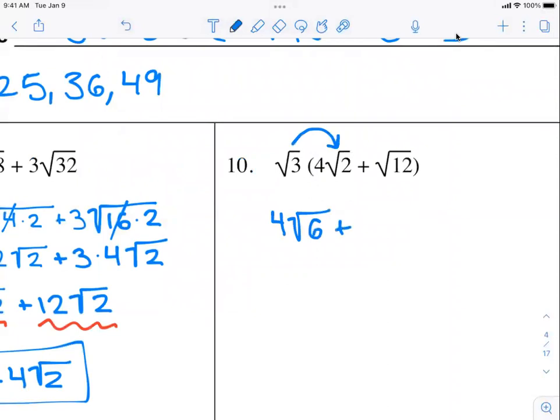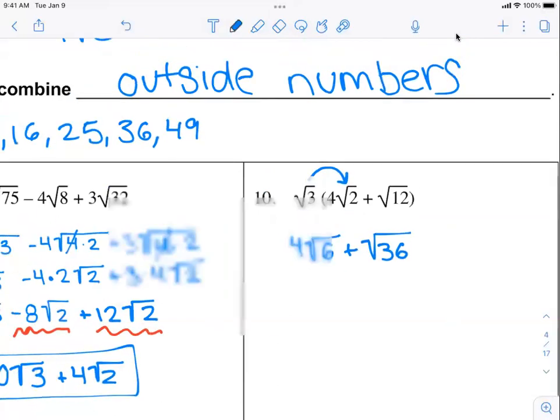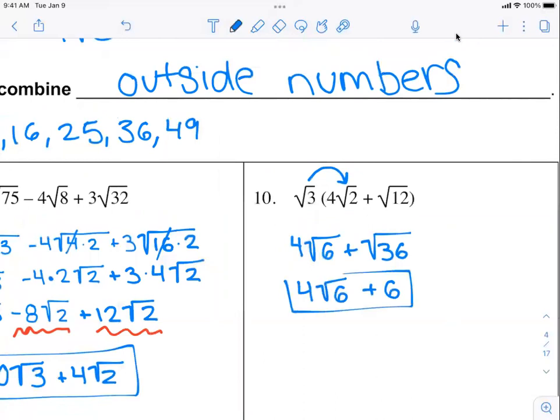The next one is root 3 times root 12. 3 times 12 is square root 36. Yay, look at that. 36 is one of our perfect squares. The square root of 36 is 6 with no radical. It is a perfect square. And you cannot combine those. So you would write your answer just exactly like that.